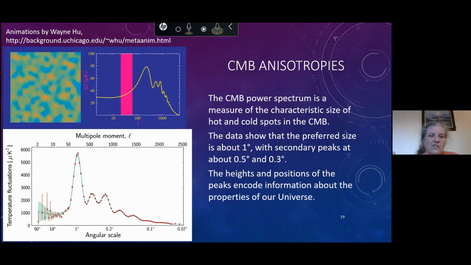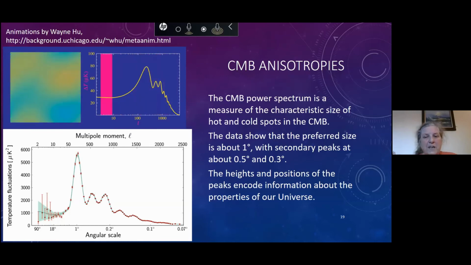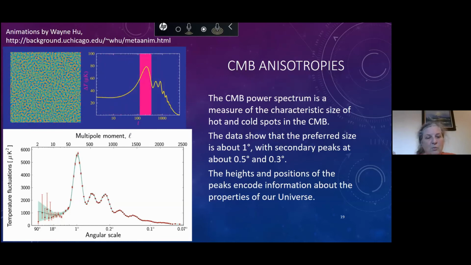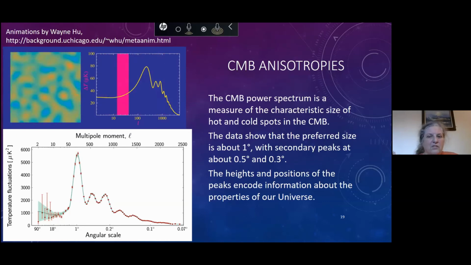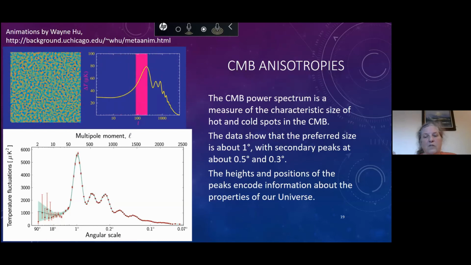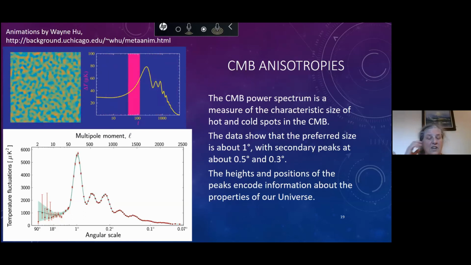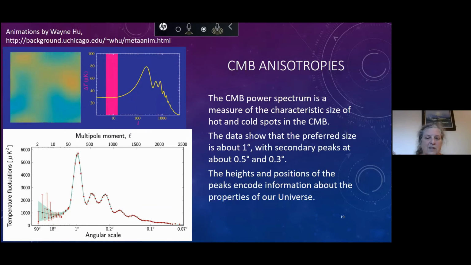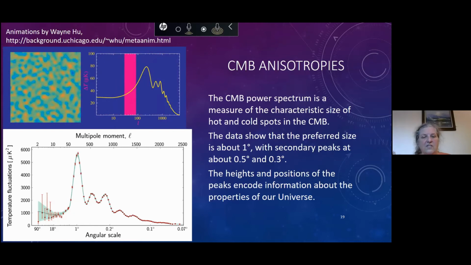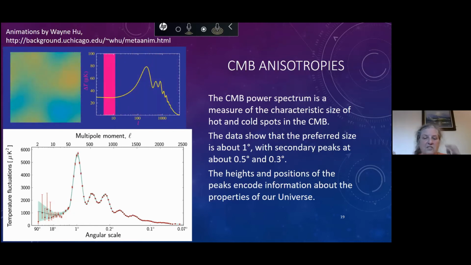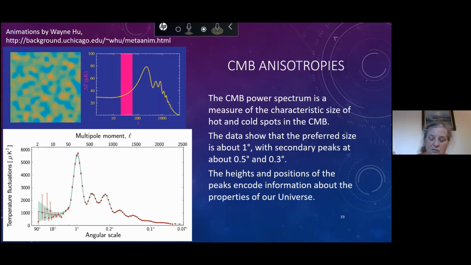And what you see in this spectrum is a number of peaks, and the biggest one corresponds to a preferred size for hot and cold spots of about 1 degree. And there are secondary peaks, you can see 2, 3, 4, 5, about 6 in the Planck data. And the second and third peaks are about 0.5 degree and 0.3 degrees. And the heights and positions of those peaks encode information about the properties of our universe.